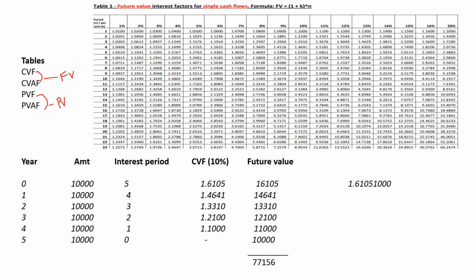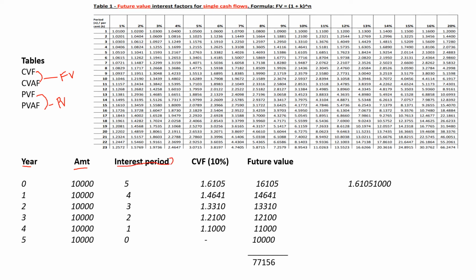Now see how by using the CVF table we will be solving these questions. Annuity means, I think you all know, a fixed sum of money that we get each year. This question we can also solve by using the annuity table. Now let's first see how we will solve this question by using the compound value factor table. Here we need to understand that this is the year, this is the amount, and this interest period is important to find.